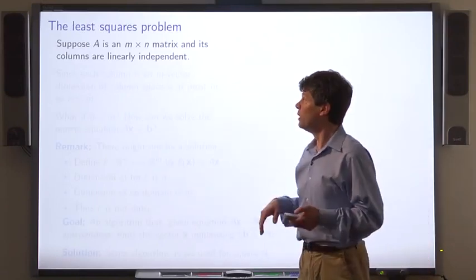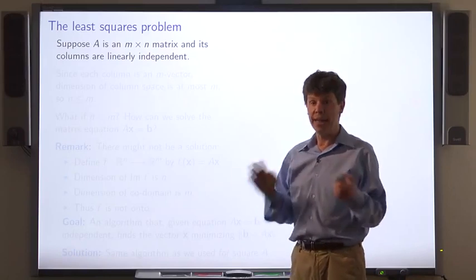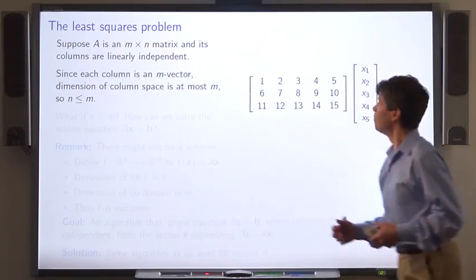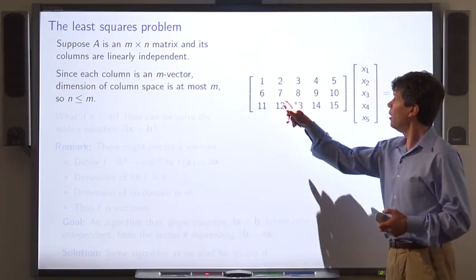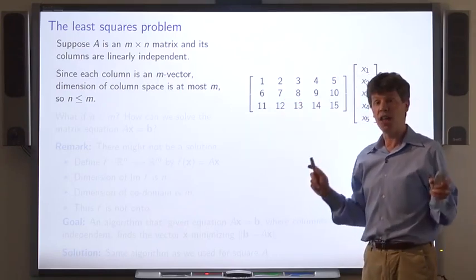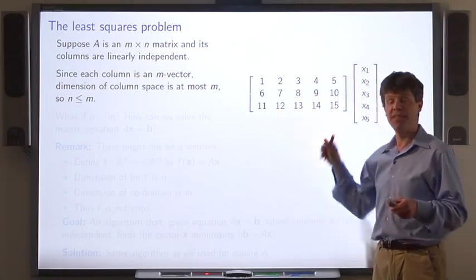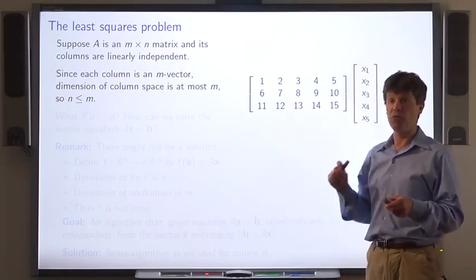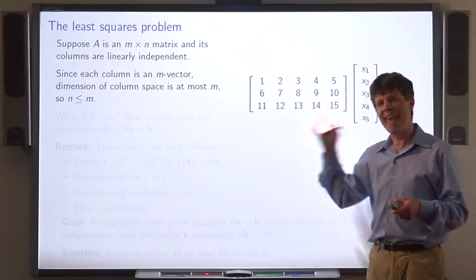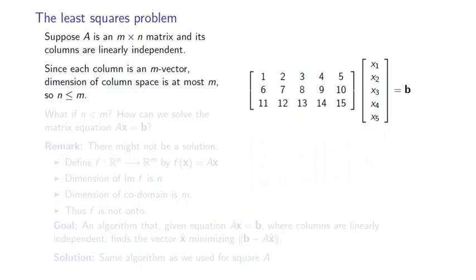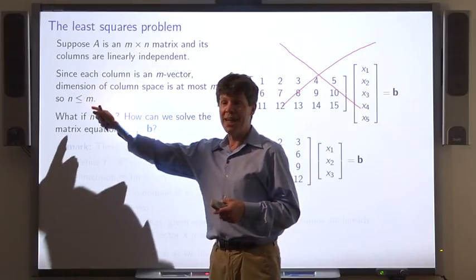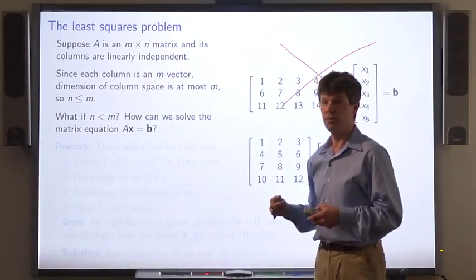So now we're going to assume that A is an m by n matrix and its columns are linearly independent. Consider this example. It's a 3 by 5 matrix. Now, we're assuming that the columns are linearly independent. Each of these columns is a 3 vector. It lives in R3. The dimension of R3 is only 3, and we have 5 vectors, so these can't possibly be linearly independent. So we don't have to worry about this case. We've shown that the number of columns has to be less than or equal to the number of rows.